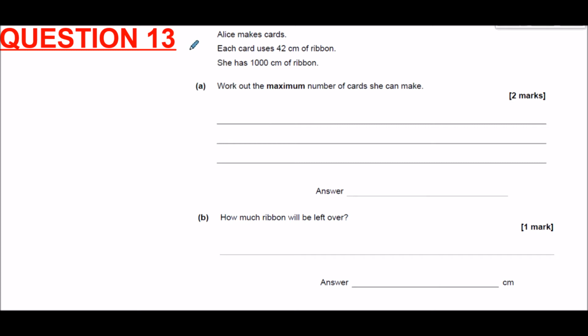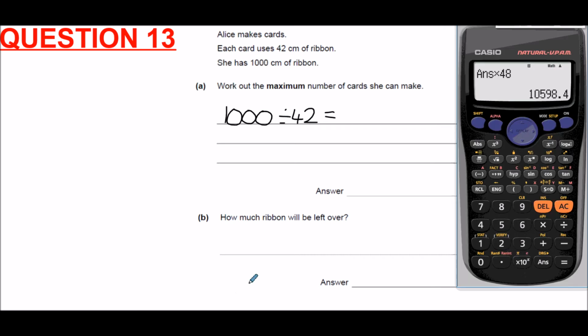So this is essentially going to be a division question. What we need to do as a main calculation is 1,000 divided by 42 and see what that gives us. So 1,000 divided by 42, that's 23.809 whatever.